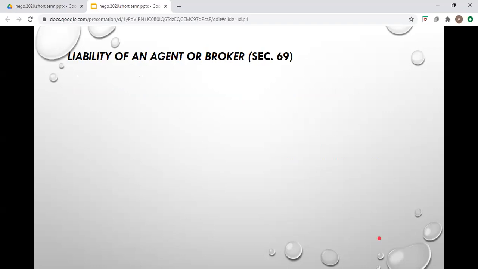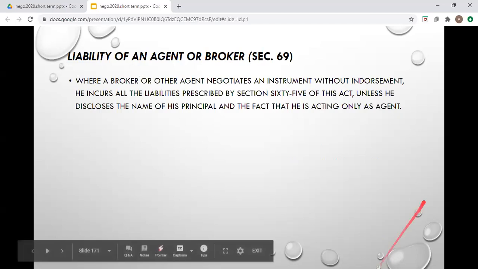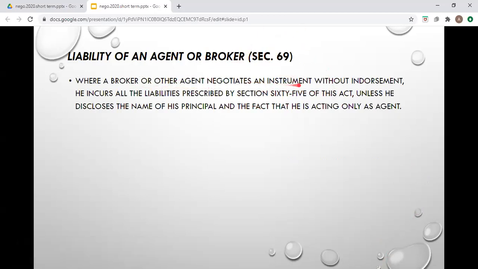If you're going to read section 69, ang sabi niya doon, the warranties of an agent or a broker would be that of section 65, di ba? Pero a closer look at section 69 states that the broker or agent who negotiated the instrument negotiated it without endorsement. In other words, the agent delivered the instrument. So considering that the agent or broker delivered the instrument, the warranties will be under section 65 and the warranty extends only to the immediate transferee.